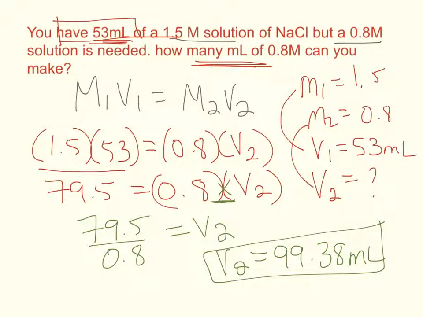I know it looks really weird because we're starting with 53 mils of that 1.5 solution, and it's asking how many mils you can actually make from this. The reason we can make way more than what we're given is because the concentration is much more dilute.